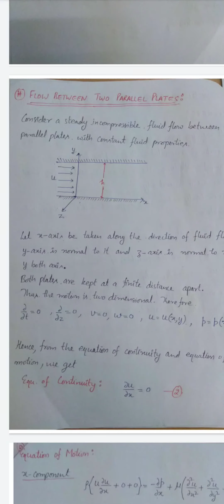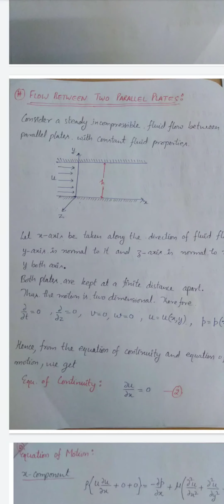Otherwise, it is unsteady. If the density of a fluid is taken as constant throughout the flow field, then it is said to be an incompressible fluid. Here, we have considered a steady incompressible fluid between two parallel plates with constant fluid properties.